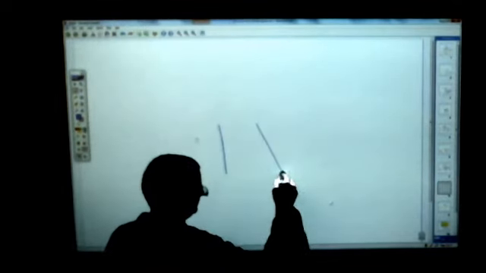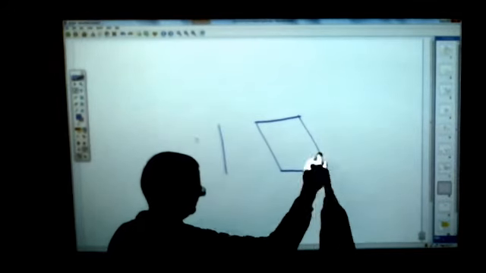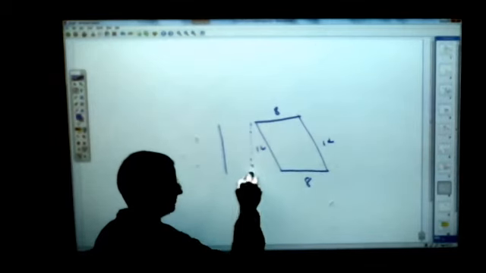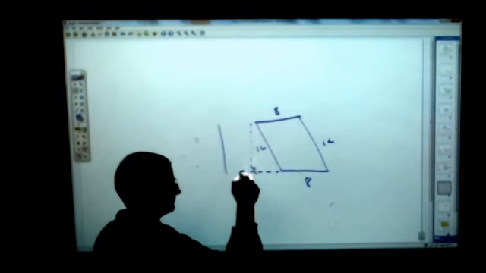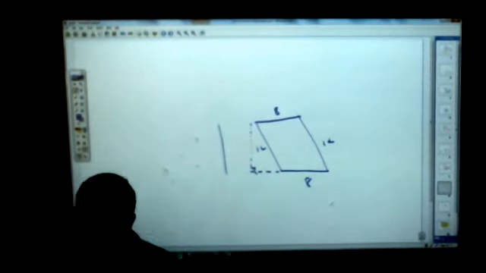It's more like this. This was 8, this was 12, this is 8, that would be 12. This is not part of the shape. It just gives you this dimension. So you'd only add those parts together. That is not part of the shape.